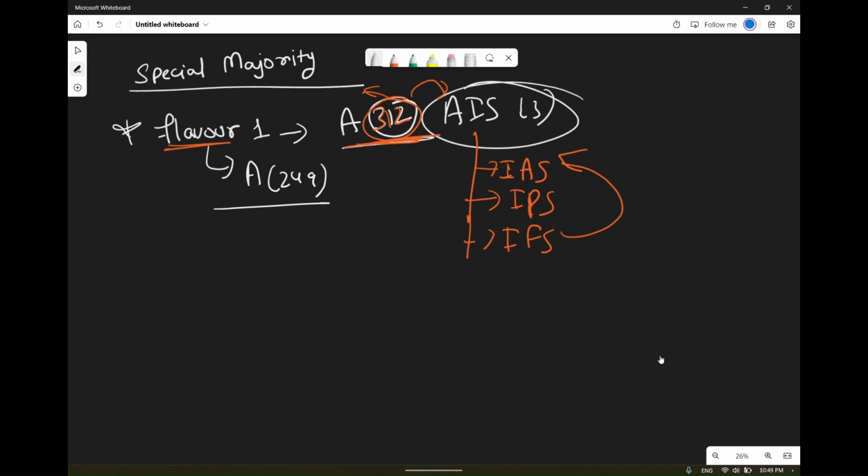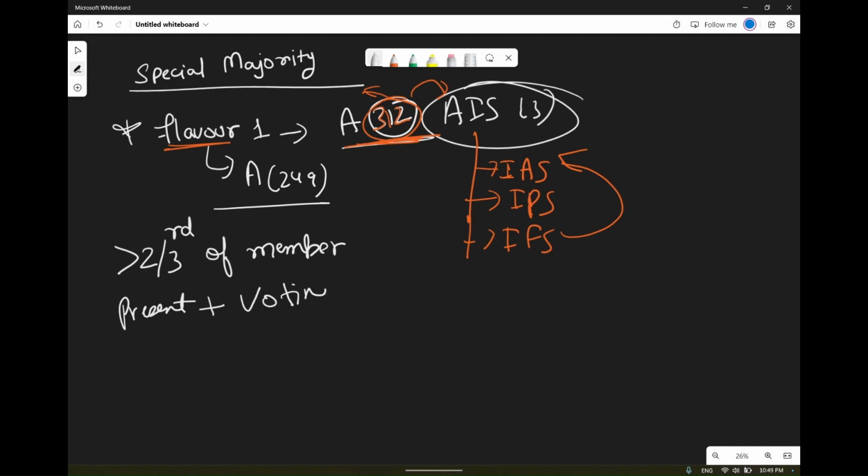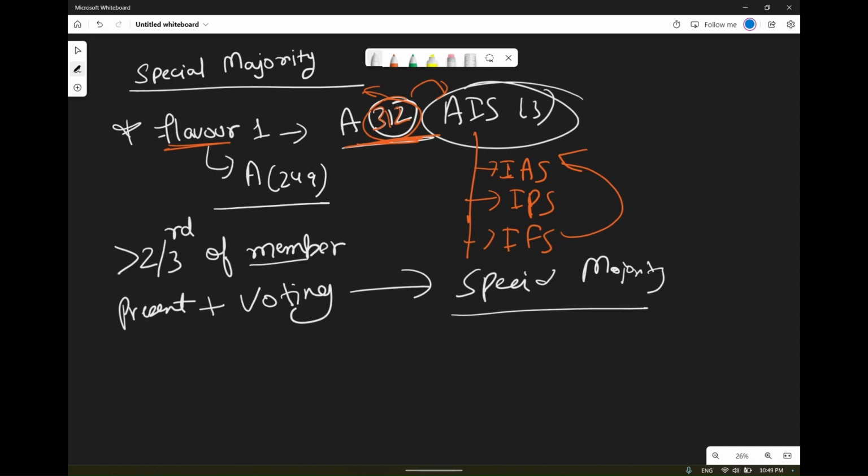This flavor 1 tells that more than 2/3 of the members present and voting will be called your special majority. Okay, if it needs to be passed through flavor 1, then you only require the vote of 2/3 of the members who are present and voting.